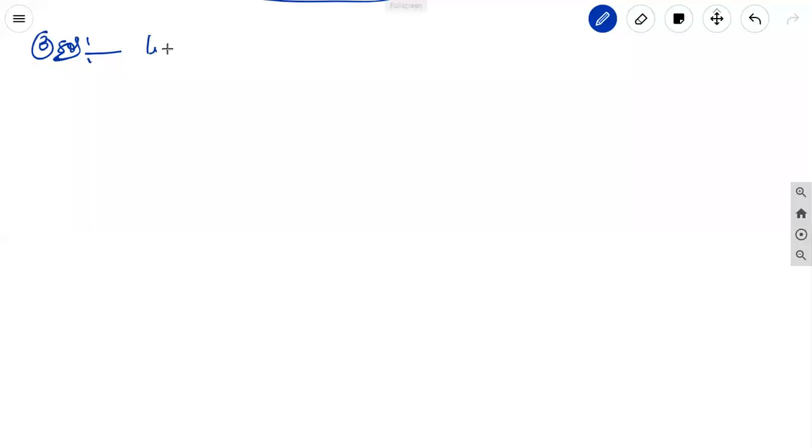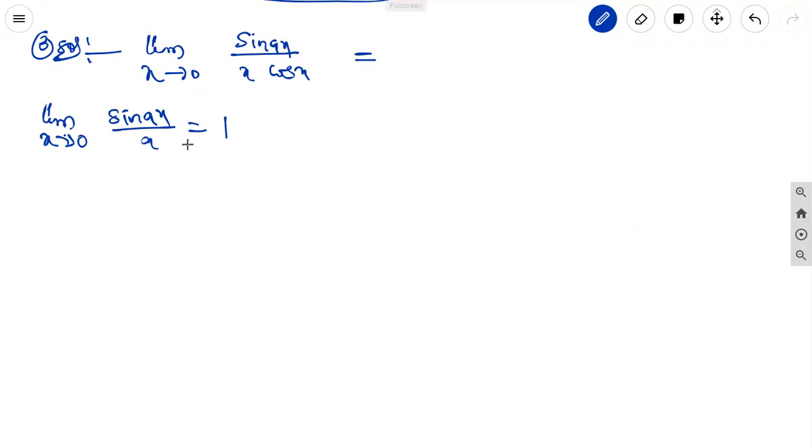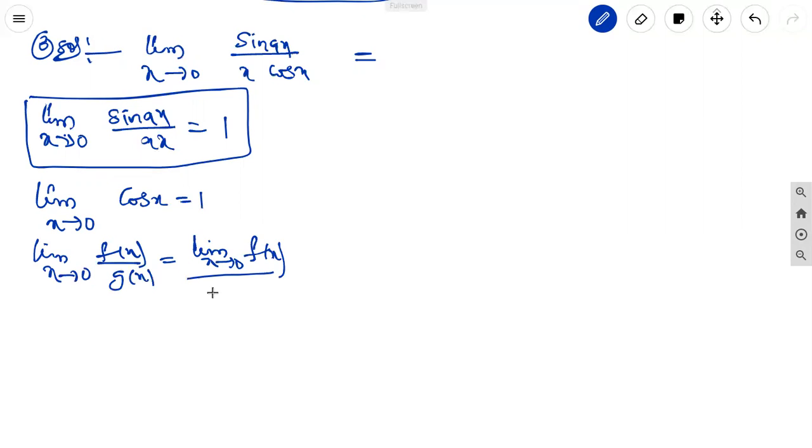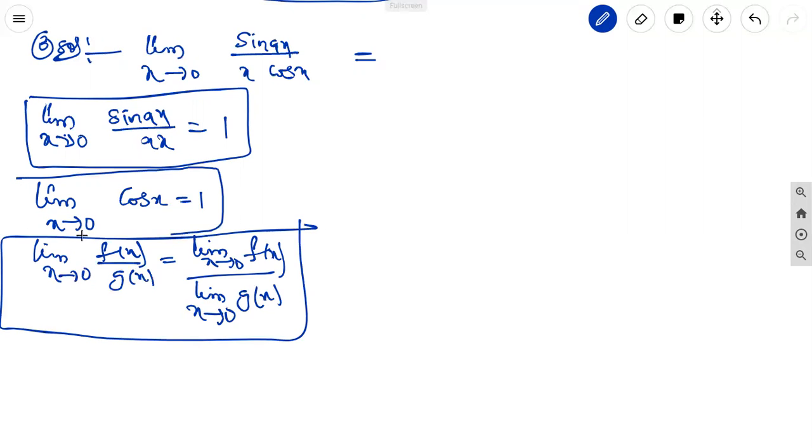The third problem is limit x tends to 0, sine ax by x cos x. Here we can use the form limit x tends to 0, sine ax by ax equal to 1. It is the formula. And one more formula, limit x tends to 0, cos x is equal to 1. Limit x tends to 0, f of x by g of x is equal to limit x tends to 0, f of x by limit x tends to 0, g of x. These are the basic formulas. We use these relations.